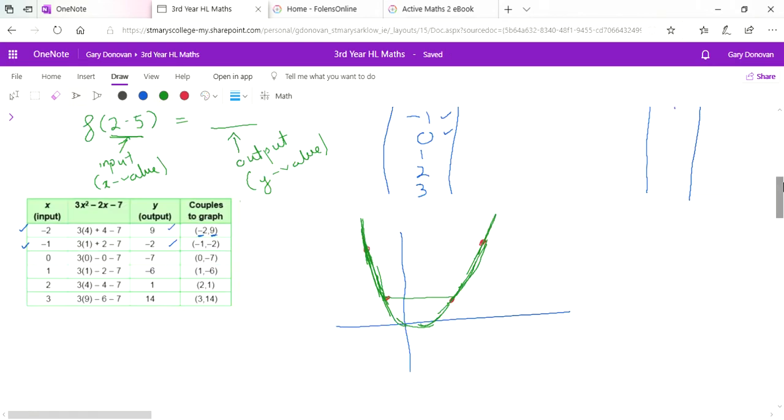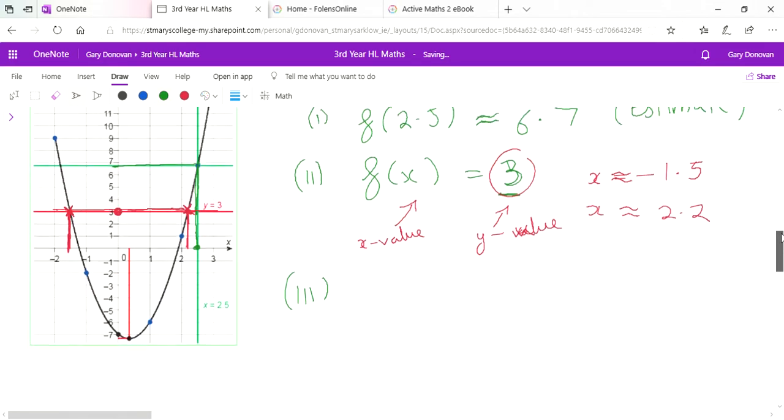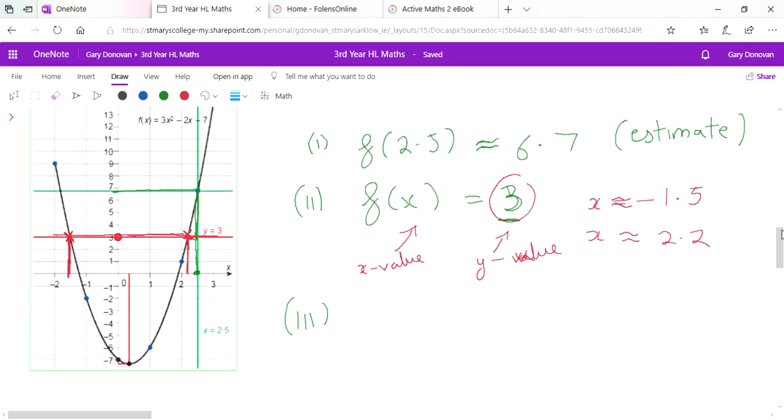Part 3 then. The minimum value of f of x and the x value at which it occurs. So that's your minimum y value. Your minimum value of f of x is the minimum y value and the value of x that it occurs. So if we look at our curve here, what's the lowest y value? Well, the lowest y value is going to be right down here at the bottom. And if we go across, the lowest y value looks as if it's -7.2 or something. That's the lowest value of f of x.